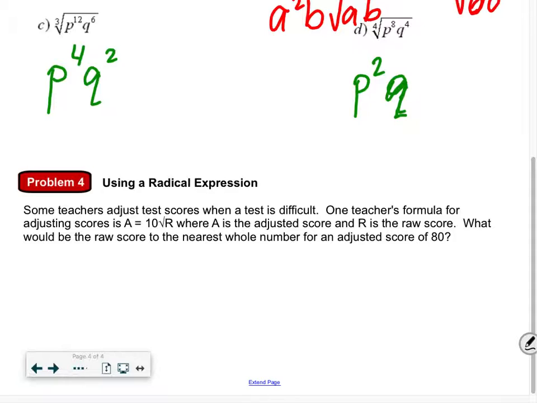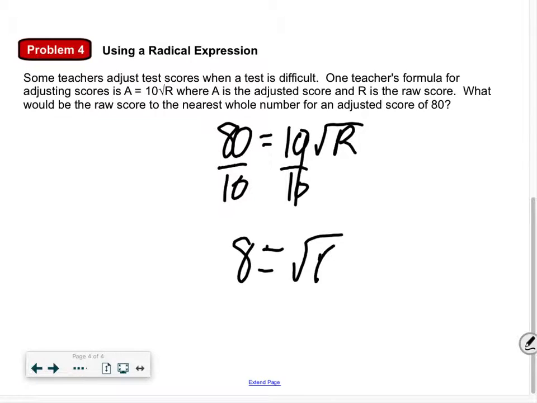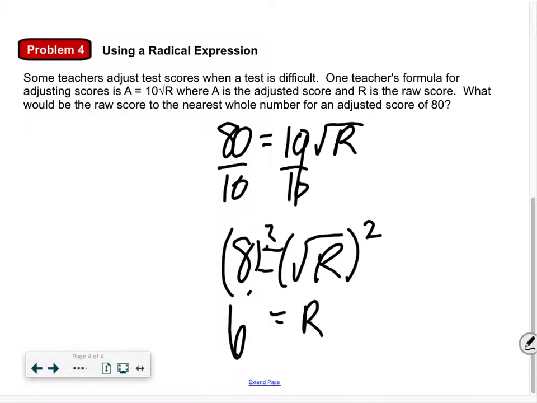A. So I have 80 equals 10 square root of R. Now what? Now you gotta get R by itself. Divide by 10. 8 equals square root of R. How do I get R by itself? Square. I already got a square root. Square. Yeah. Opposite of square root is squared. So I get R here and what over here? 64. Done. That was easy.